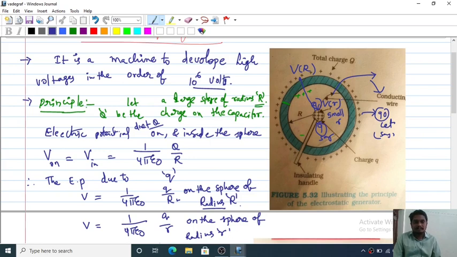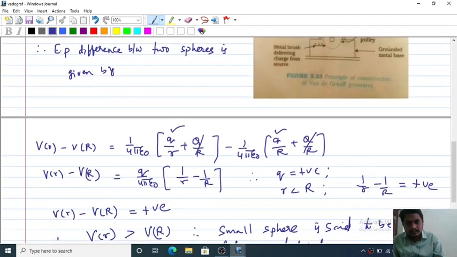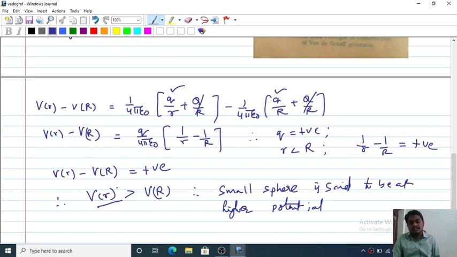You might think that the charge flows from the large sphere to the small sphere, because the large sphere has more charges and the small sphere has fewer charges. But it is not true. We know that charge always flows from high potential to low potential. Even though the large sphere has a large amount of charge, it is at lower potential, as we already derived. V of r is the potential at the small sphere and V of R is the potential at the large sphere. So the smaller sphere is at higher potential and the larger sphere is at lower potential, so charge always flows from the small sphere to the big sphere.